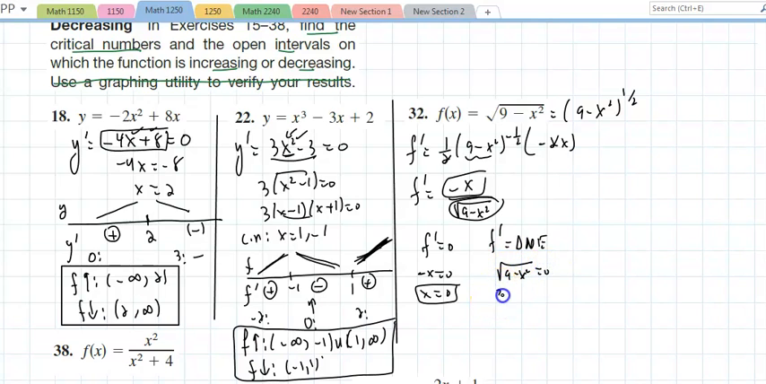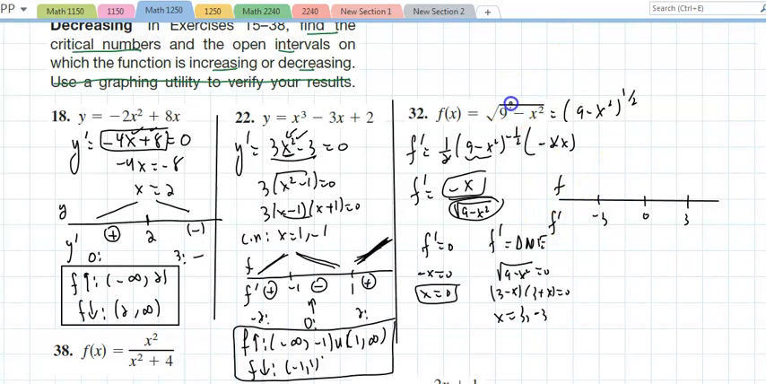That's when (3 minus x) times (3 plus x) equals 0. x equals 3 and negative 3. So, on a number line, I'm going to put in a negative 3, a 0, and a 3. There's the derivative and there's f.